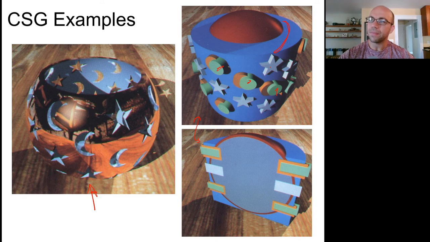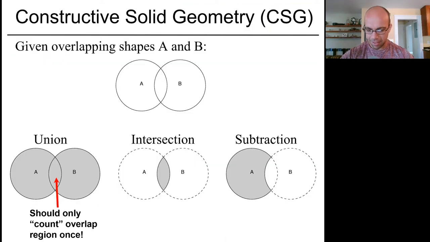Okay. So there are many different CSG operations. Here's some of the basic ones. So let's say that we're given two different shapes, A and B. Those are the two different circles here. If I want to create the union, then of course that's any point that is inside of A or B, right? So I can write this as A union B. The intersection would be the set of points that are in A and B. And subtraction is saying all the points that are in A but not B.